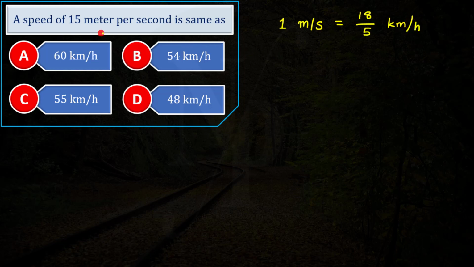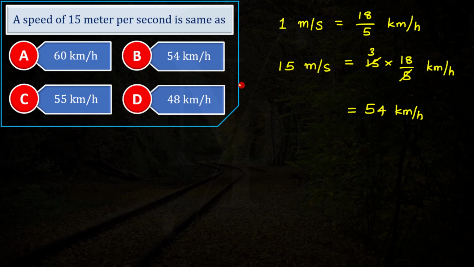Since we need 15 meter per second, multiply by 15 on both sides of this equation. So on left hand side I get 15 meter per second will be equal to 15 into 18 divided by 5 kilometer per hour. Dividing 15 by 5, 5 1 times, 5 3 times is 15, and 3 into 18 is 54. So I get 54 kilometer per hour, which is in answer option B. So answer option B is the correct answer for this question.